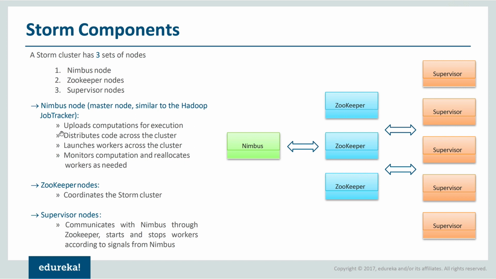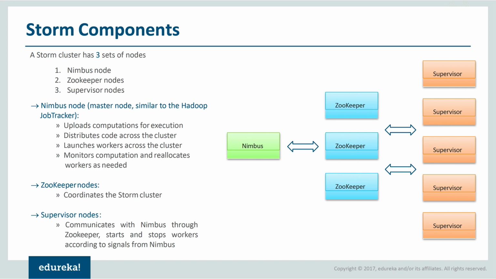Nimbus is the one who uploads computations for execution. Whatever code you have written, you submit it to Nimbus, and it's Nimbus's responsibility to send that code over to all the supervisors that you have. It also distributes the code across the cluster. It launches workers across the cluster. Workers means rooms. And it monitors computations and reallocates workers as needed. So I think you get the idea of what Nimbus does.